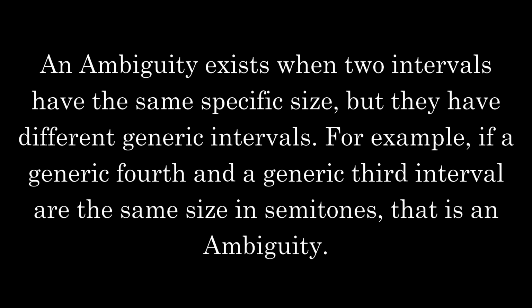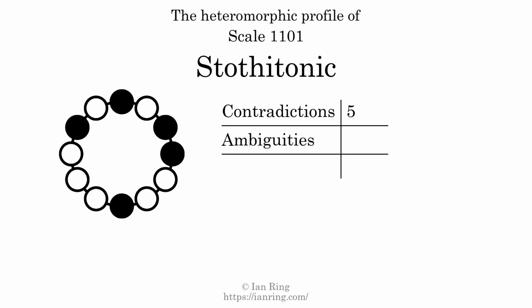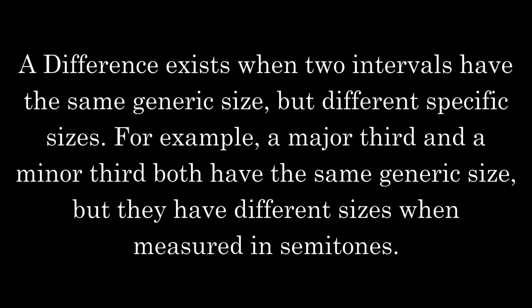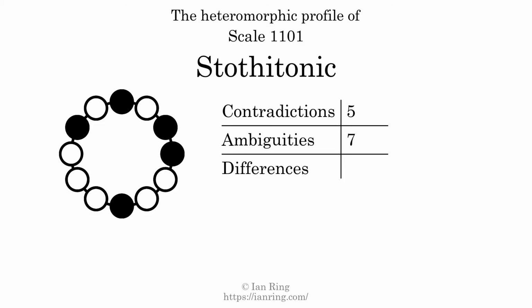An ambiguity exists when 2 intervals have the same specific size, but they have different generic intervals. For example, if a generic fourth and a generic third interval are the same size in semitones, that is an ambiguity. The number of ambiguities in this scale is 7. A difference exists when 2 intervals have the same generic size, but different specific sizes. For example, a major third and a minor third both have the same generic size, but they have different sizes when measured in semitones. The number of differences in this scale is 36.